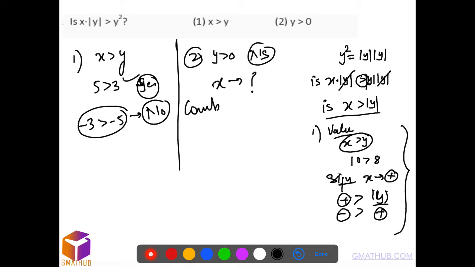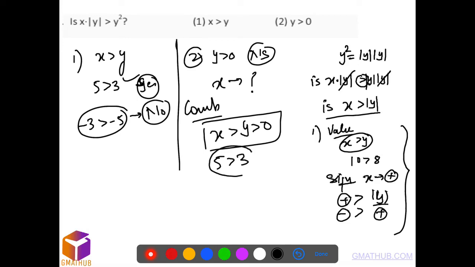Combine the two, y is greater than 0 and x is greater than y. Both are positives, so it will be like 5 is greater than 3. So x into mod of y, or x will be greater than mod of y.